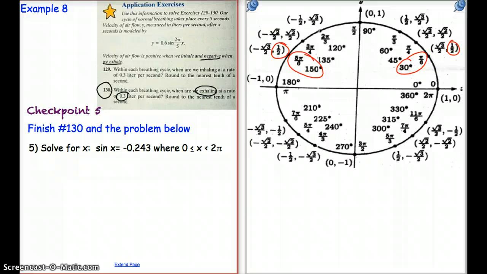Try also number 5. It's similar to the first example we did in this video. Bring your questions into class and we'll go over them thoroughly.